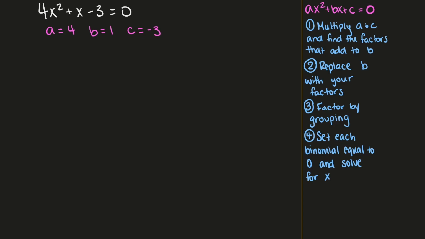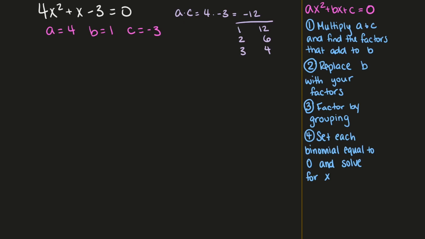So step 1, we want to multiply our a and c so that we can find our factors that add to b. So our a times c is going to be 4 times negative 3, which is negative 12. Our factors of 12 are going to be 1 and 12, 2 and 6, and 3 and 4. Now earlier when I was going over this, we did go through each one of these factors to try and find our solution. We're not going to do that this time.